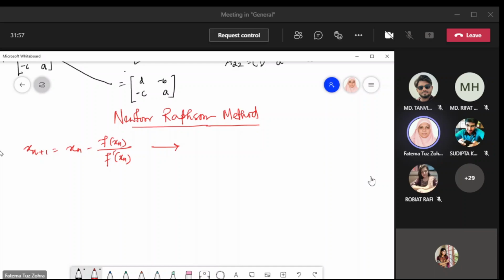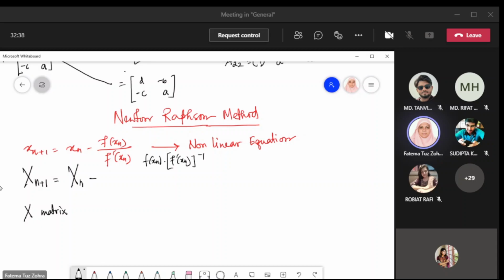Okay. Now the same thing, we're just going with the matrix form. That means now I will write capital X n plus 1, where capital X is a matrix. Then capital Xn. Then if I write that term, can we write f of xn into f prime xn to the power minus 1? This is not a real way, but I'm just showing you a trick to make it easier to remember. It is not like this that this one is the Jacobian matrix. It's not. Okay, so this is the format.